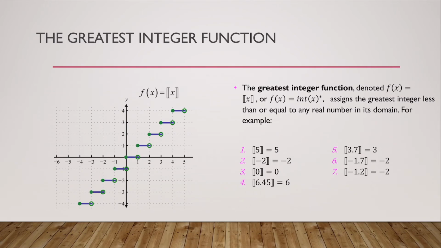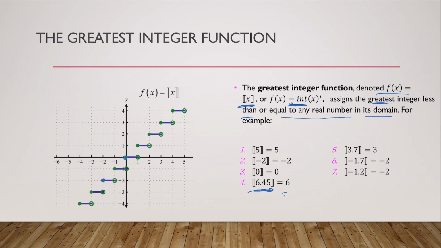Last but not least, we have the greatest integer function. It doesn't come up very often, but I have to mention it. It's denoted f of x equals these weird double brackets, or f of x equals int x. And what it does is it assigns the greatest integer less than or equal to any number in its domain. Okay? What does that mean? Well, 5 goes to 5. But negative 2 would go to negative 2, and 0 would go to 0. But if I have 6.45, that's going to go to 6.